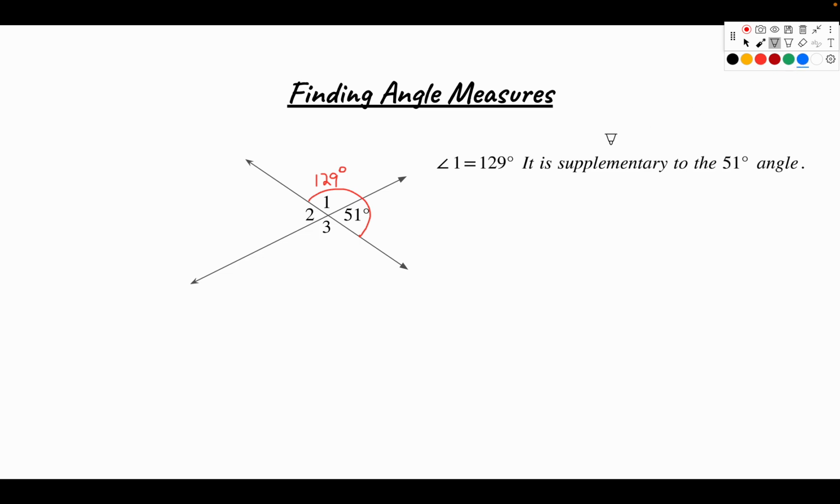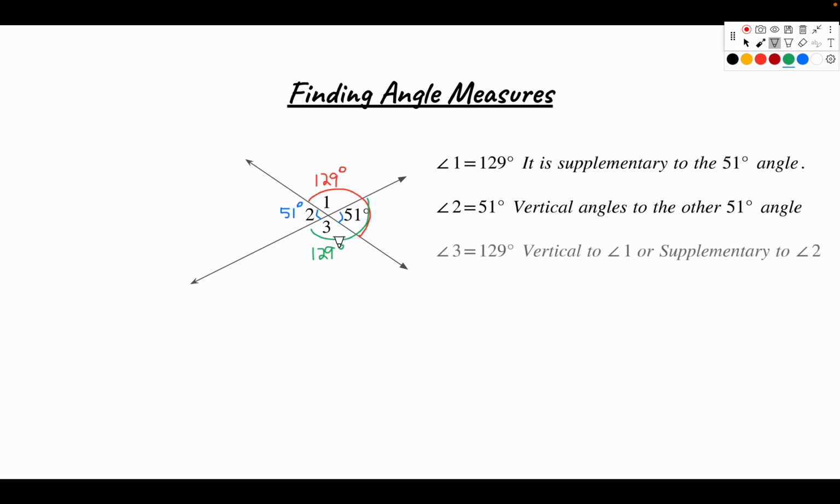To find angle 2, I notice that angle 2 and the 51 degrees are across from each other, meaning they are vertical. So angle 2 must also be 51 degrees. To find angle 3, we've got options. We know that with the 51 degrees, it's supplementary, or you can notice that angle 1 and angle 3 are vertical, which means it has to be the same as angle 1, so angle 3 must be 129 degrees.